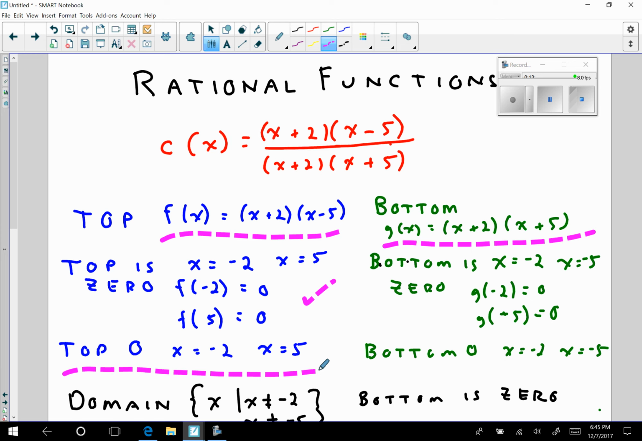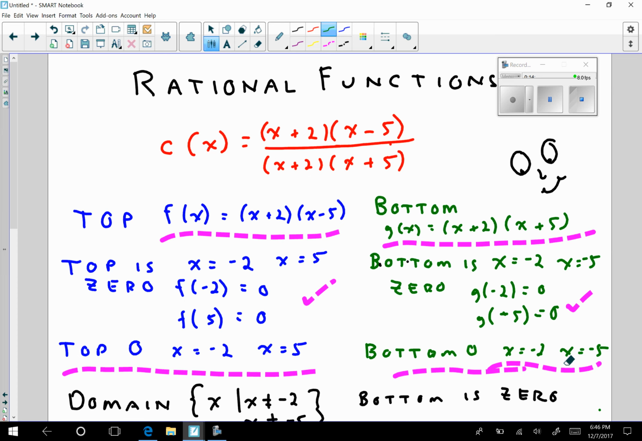In like manner, where's the bottom 0? The bottom is 0 at negative 2 and at x equals negative 5. It's easy to see that by that graph there. It is easy to see that g of x is 0 at x equals negative 2 and at x equals negative 5. And this is the powerful information that I'm going to use about the bottom being 0. So the bottom is 0 when x is negative 2 and x is equal to negative 5.